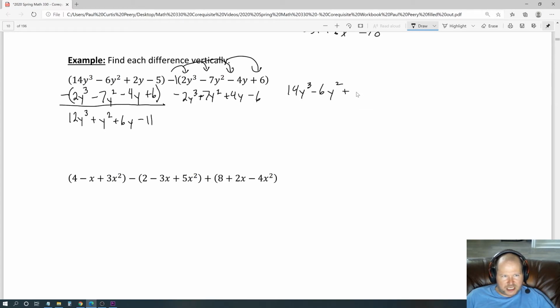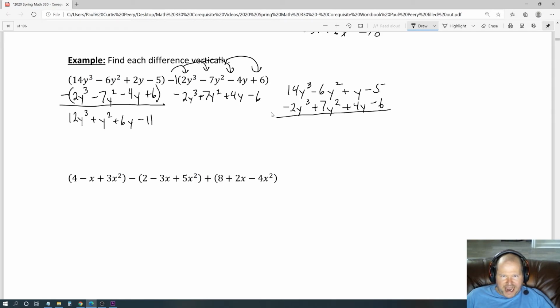If you're pretty good with your signs, you can just subtract dealing with the negative. But if you're making sign errors, I would recommend you rewrite the whole thing after distributing the negative, so it gives you one less sign to have to deal with.